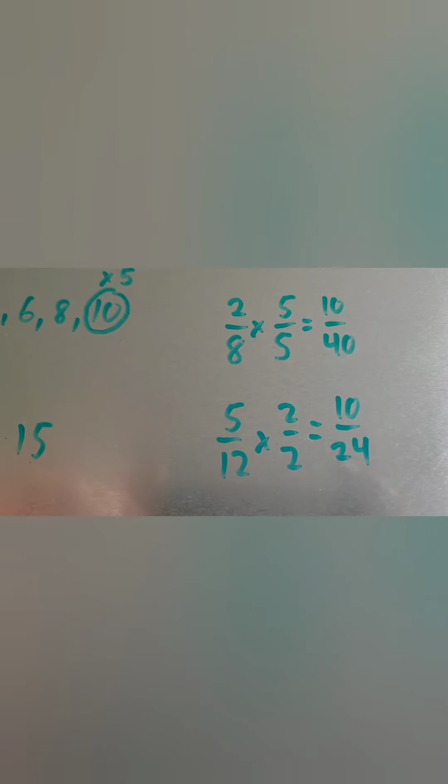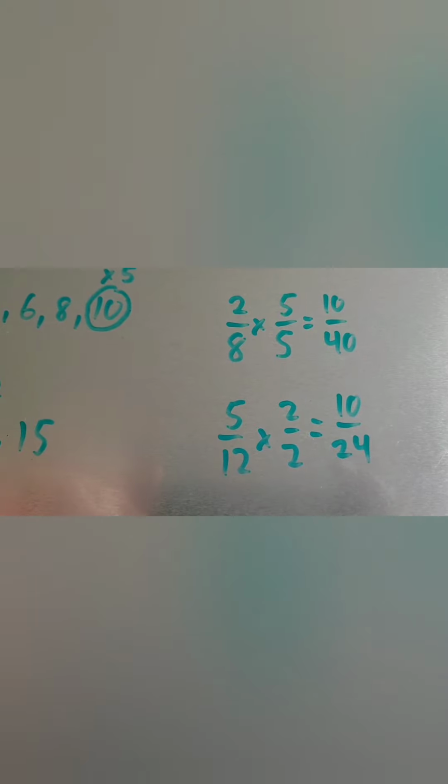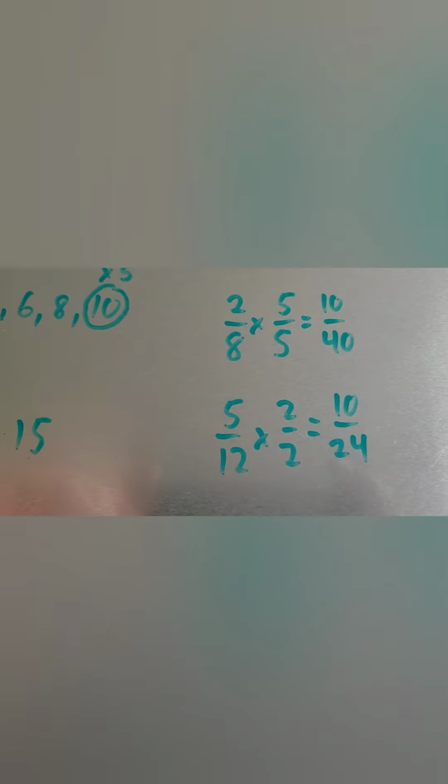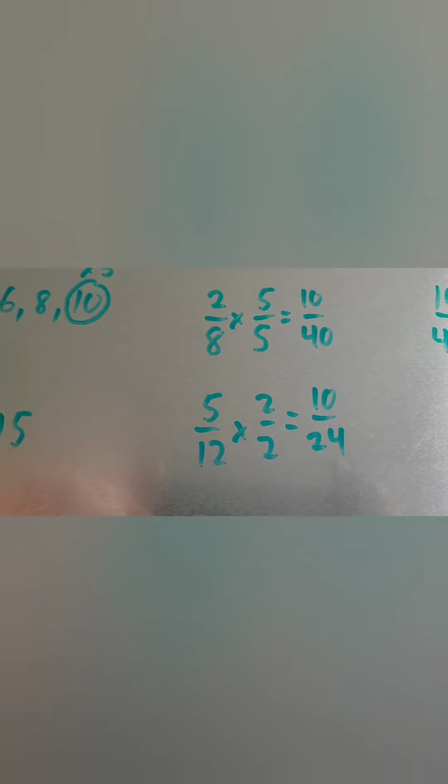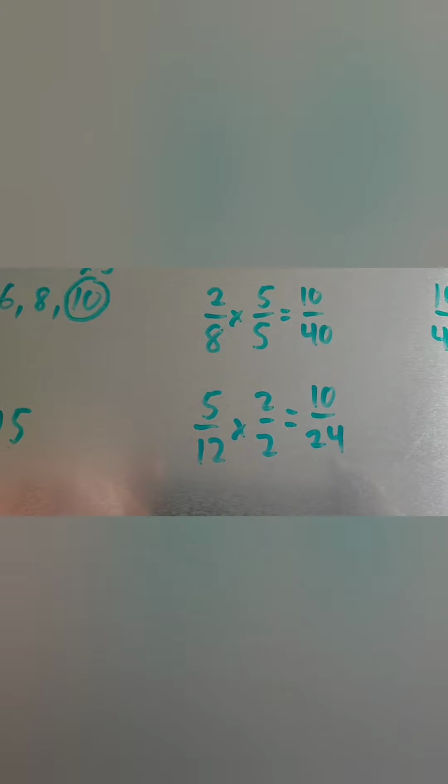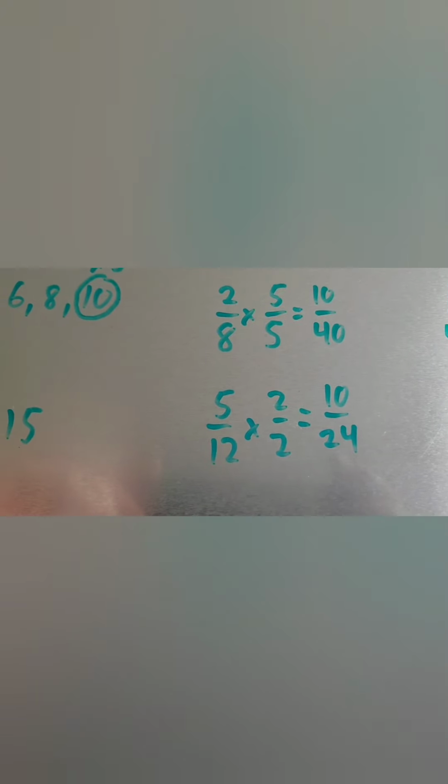And when I skip counted 5/12, I see I need to multiply 5/12 times 2 halves to find an equivalent fraction with a numerator of 10. Here I've done that, multiplied 2/8 times 5/5, found the equivalent fraction of 10/40. So 2/8 is the same as 10/40. And I did what I said I was going to do by multiplying 5/12 by 2 halves to find the equivalent fraction of 10/24. So 5/12 and 10/24 are the same thing.